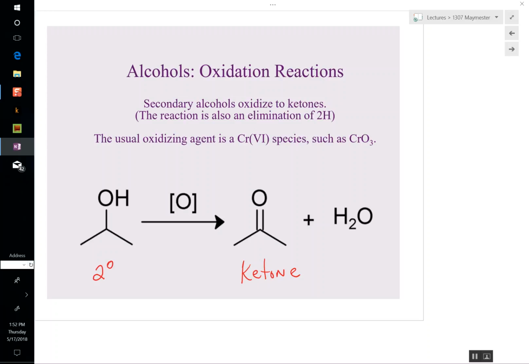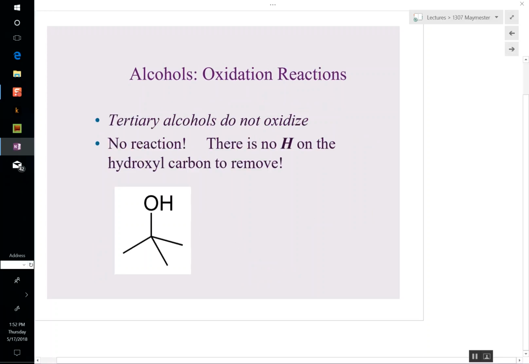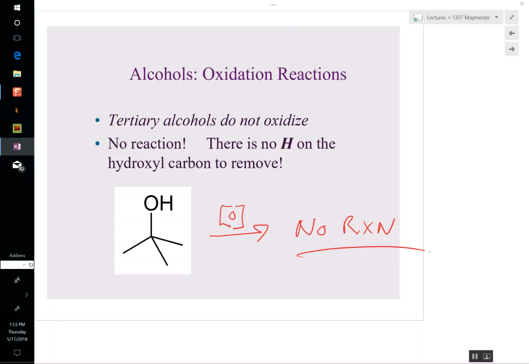Now, the tertiary you're going to like. You may not have liked anything yet, but you'll like this one. Okay? It's a wild guess. Tertiary: no reaction. They don't oxidize. So tertiary butyl alcohol, you can't oxidize tertiary butyl alcohol. You add an oxidizing agent to it, it just stays tertiary butyl alcohol.